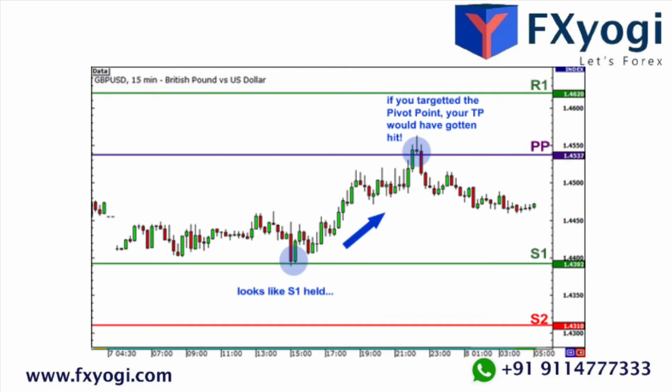Here's a 15-minute chart of GBPUSD. In the chart above, you see that price is testing the S1 support level. If you think it will hold, what you can do is buy at market and then put a stop loss order past the next support level. If you are conservative, you can set a wide stop just below S2.